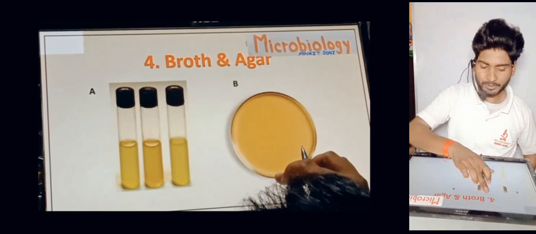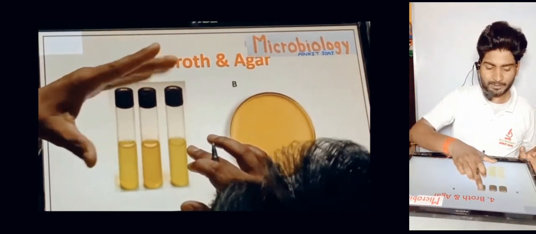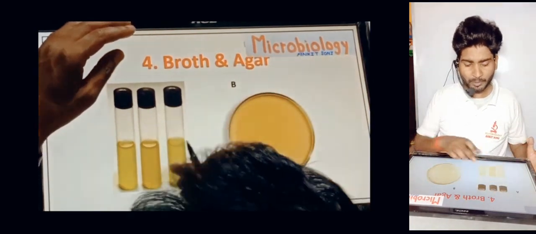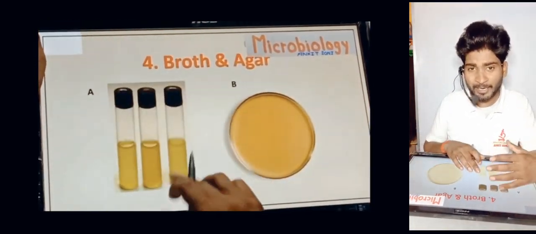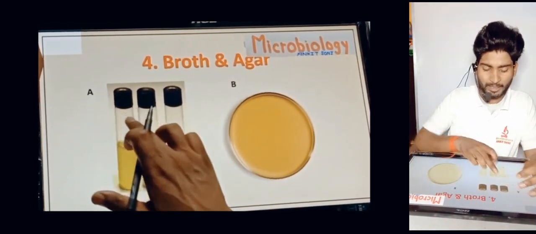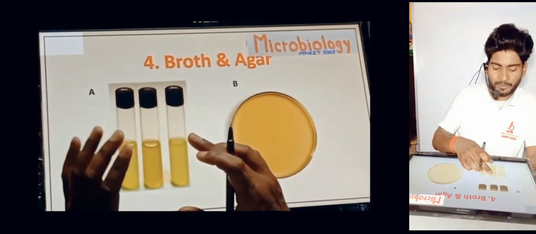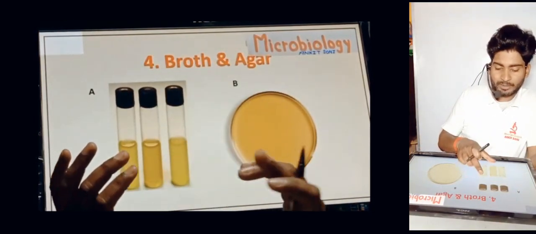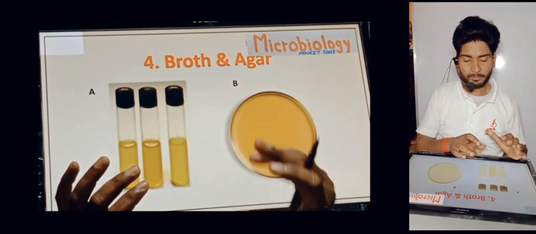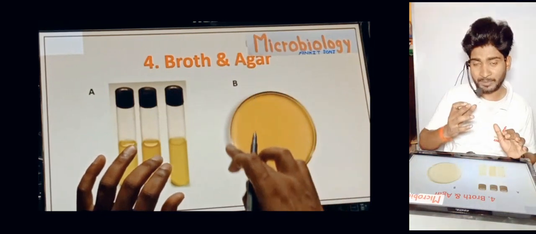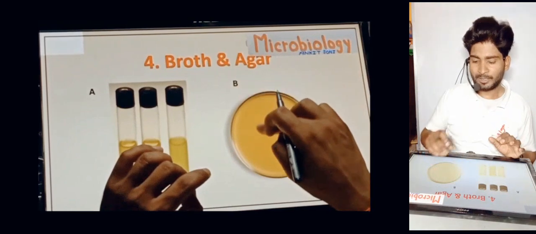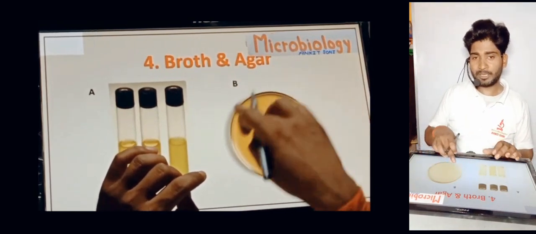Now the fourth term, broth and agar. These are also other kinds of terms which I use in the microbiology subject. Broth generally refers to a kind of medium which is liquid in nature, like in the picture you can see a liquid medium, a nutrient solution that is liquid. In picture A the medium is liquid, so we use the term broth. And if the medium that is going to support the growth of microorganisms we have taken in the laboratory is solid, then we use the term agar.